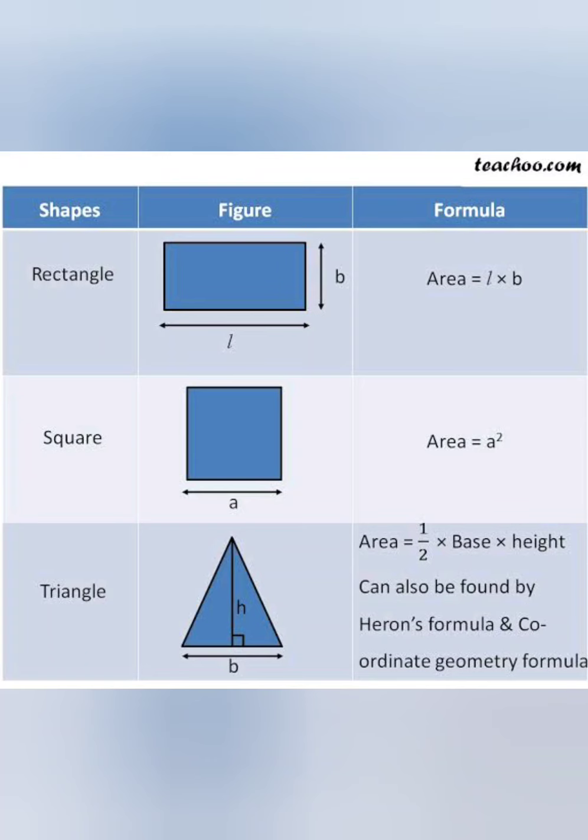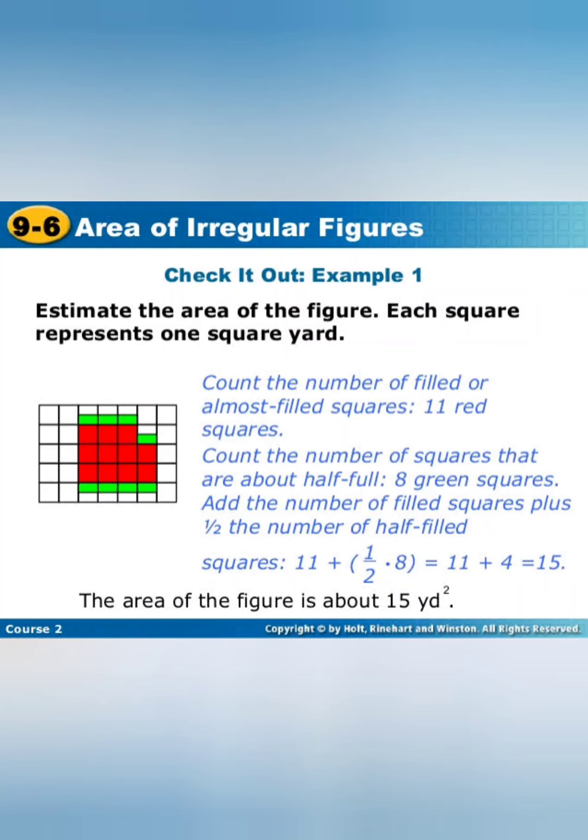Next, let's see how to measure the area of irregular figures. Estimate the area of the figure. The first step is to count the number of filled squares, and the next step is to count the number of half filled squares. In this example, there are 11 red color squares which are fully filled, and there are 8 green squares which are half filled.